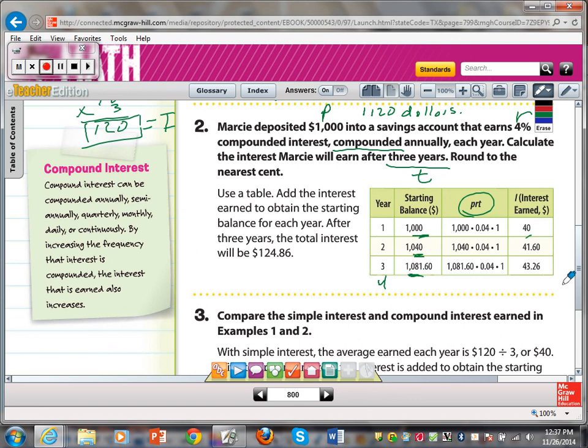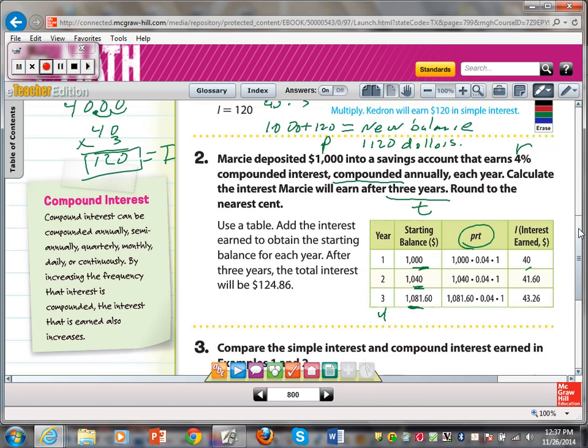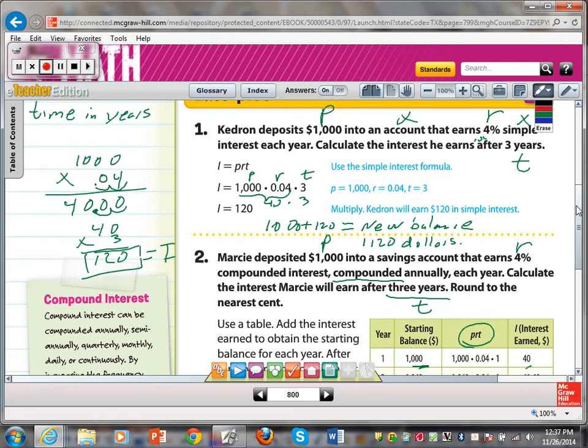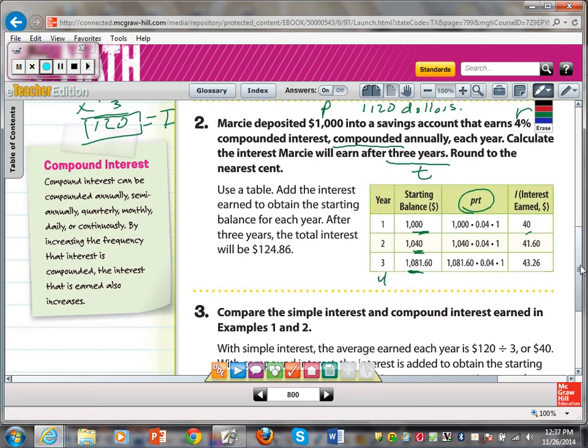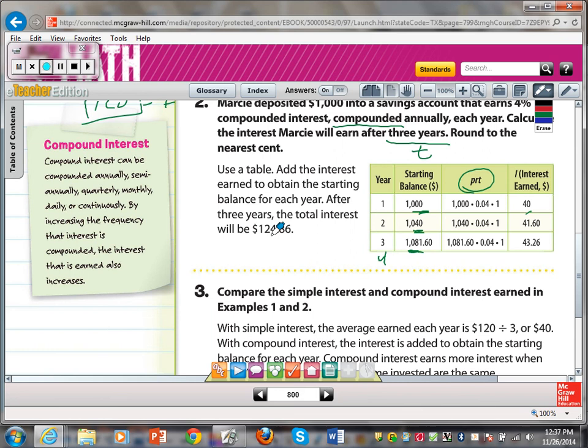So this is how it would work. After 3 years, the total interest will be $124.86. And we just found out with simple interest, with the same rate and same amount of time, you only earned $120 interest. Compounded, you earn $124.86.